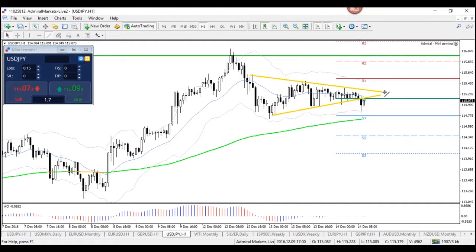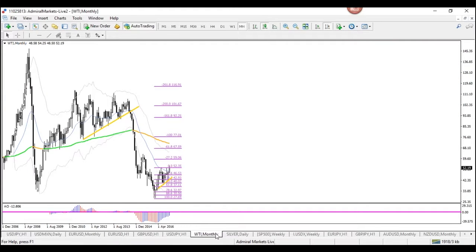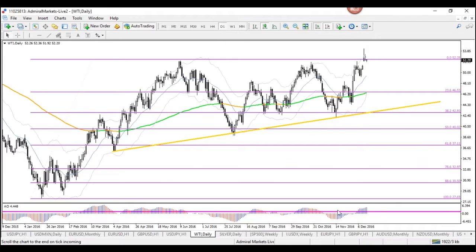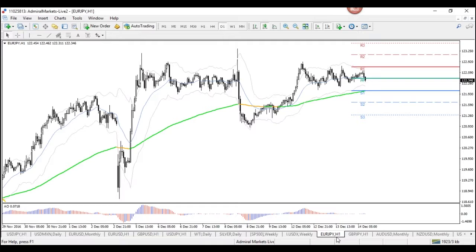From a technical point of view, if it breaks through this resistance, then there could be a breakout to the upside and a retest of this top. All right. Anyone else have a particular pair? Oh wait, there was one more question actually.